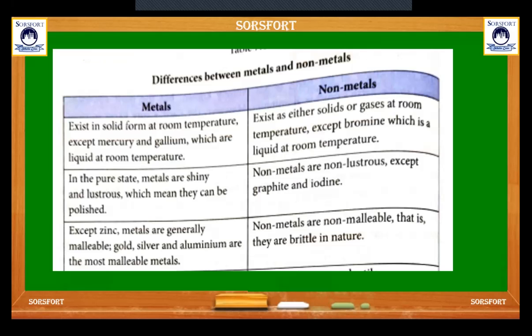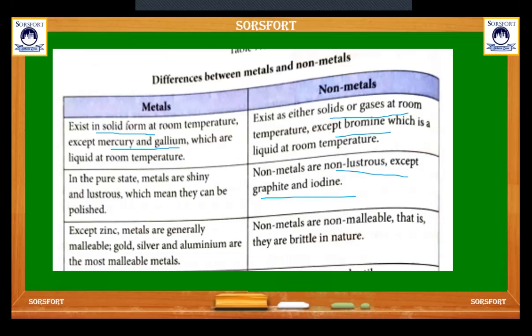Then come to the difference between metals and non-metals. According to their characteristics and properties, they are differentiated. First point, state: metals exist in solid form at room temperature, except mercury and gallium. Non-metals exist in solid or gaseous form at room temperature, except bromine. In the pure state, metals are shiny and lustrous. Non-metals are non-lustrous, except graphite and iodine.